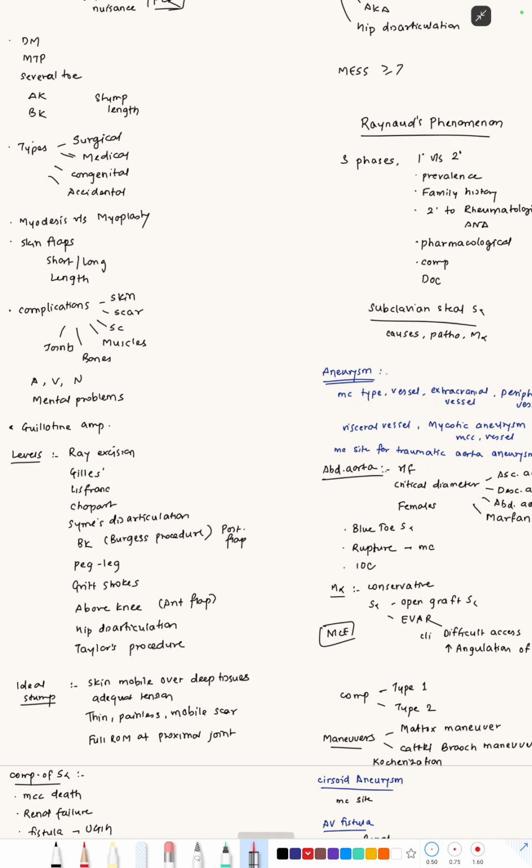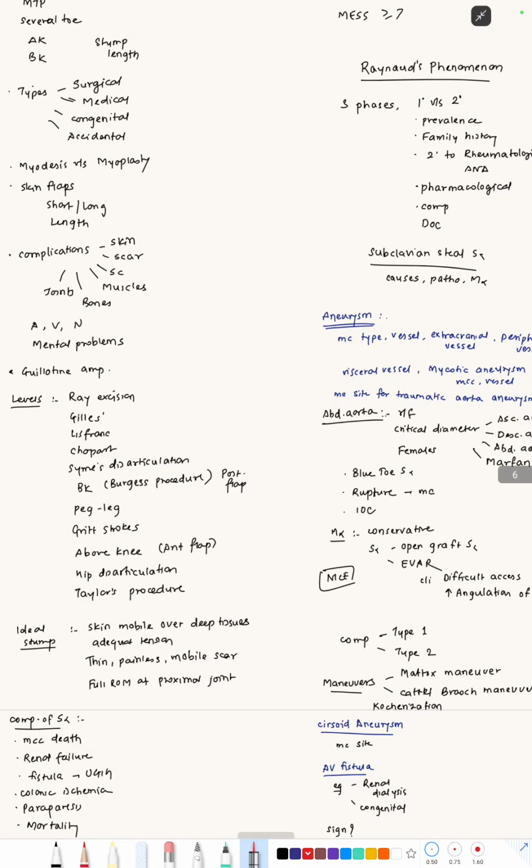Then what is myodesis versus myoplasty? Myodesis is nothing but a fusion of the muscles, while myoplasty actually means the opposing muscles are sutured. This is myoplasty, generally done in peripheral vascular diseases.